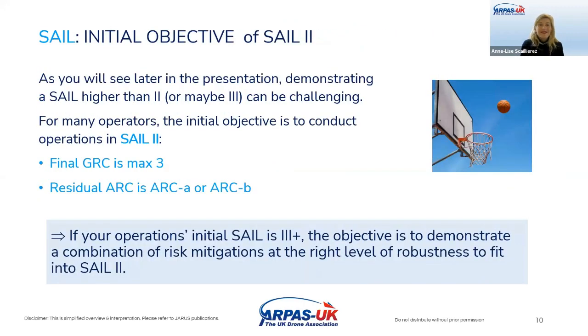So if you allow me, jumping to one of the key conclusions of the whole SORA process is that for many operators, the initial objective will be to operate within SAIL 2. And that means a final ground risk of maximum 3 and a residual airspace risk class of A or B. If when going through the process, you realize that actually your SAIL is higher than 3, then first our initial recommendation would be to work on your risk mitigations, as we will discover them in a moment, or maybe work on the maximum robustness of all the different OSOs that you can demonstrate so that you can actually fit into a SAIL 2.